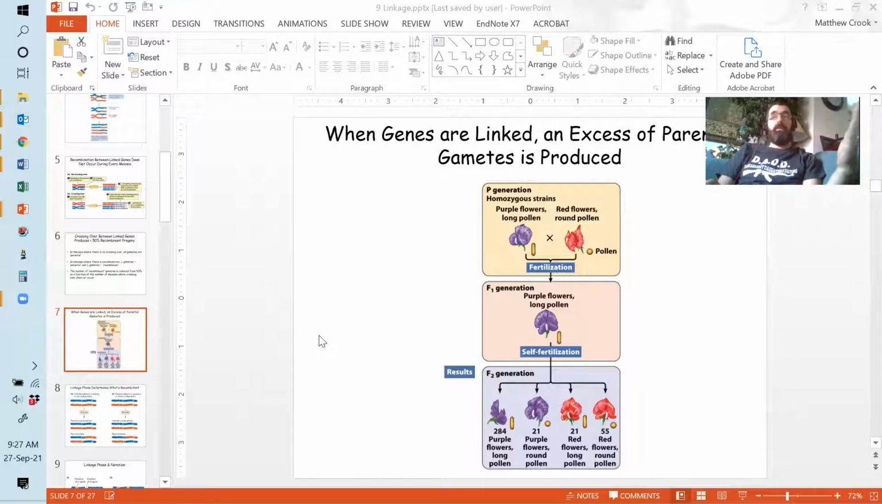So if you get 1, it's almost like you don't have to worry about what else you're getting for the other gene, because you'll most likely get the one that was present with that one in the parent. And likewise, if you see plants with round pollen, almost certainly they're going to have red flowers as well, because those alleles travel together. So if you get one, you're probably going to get the other one.